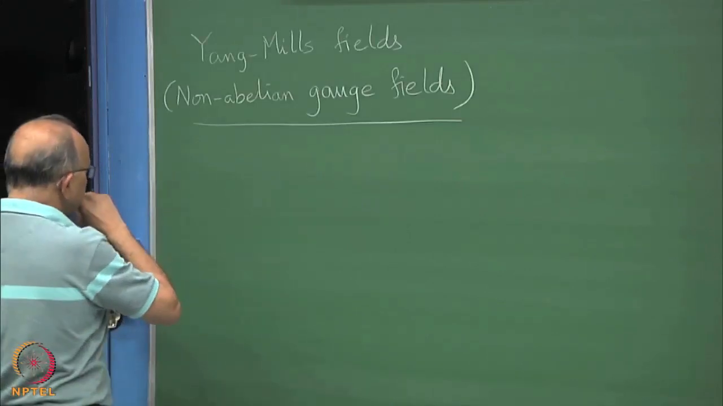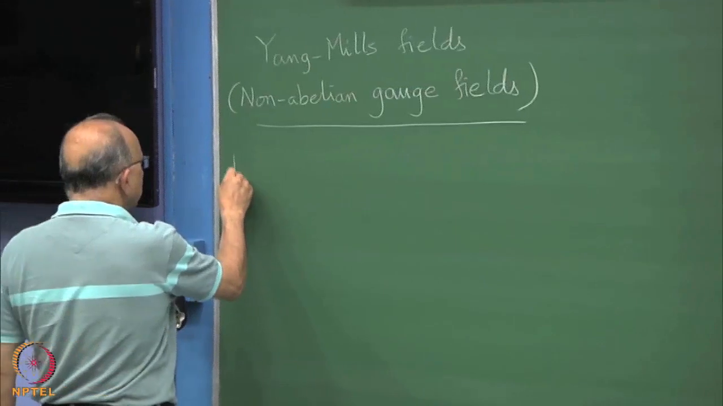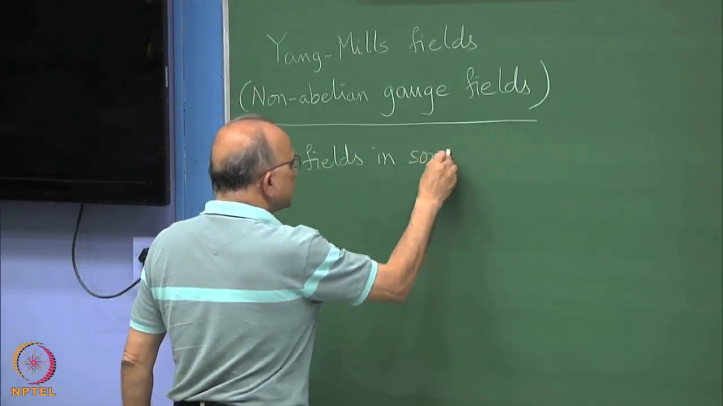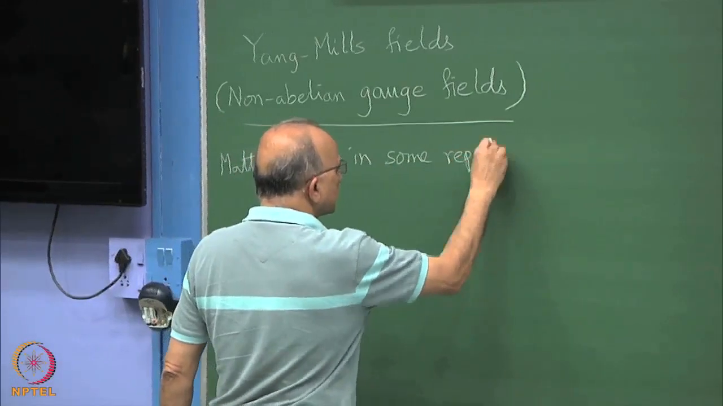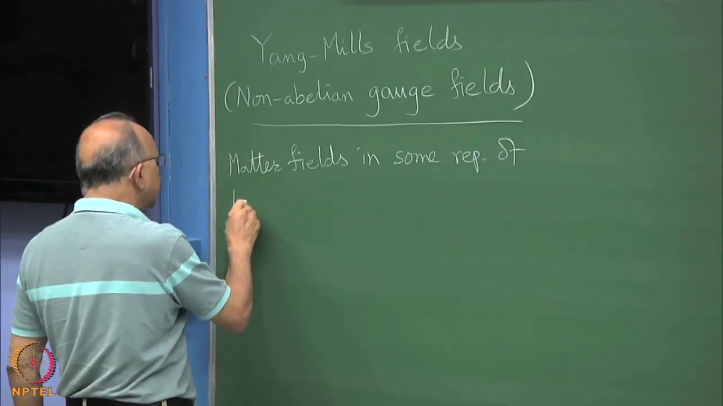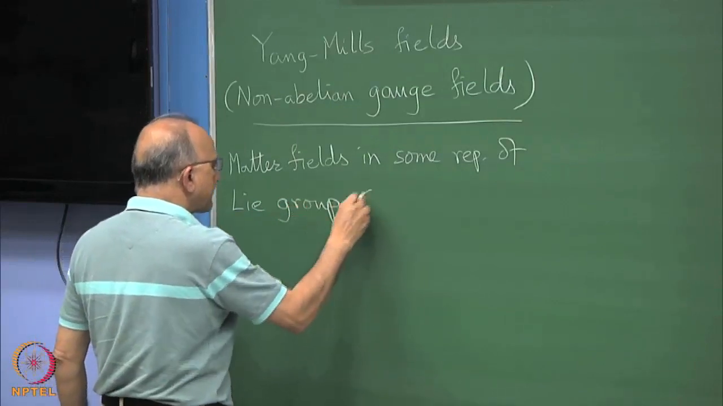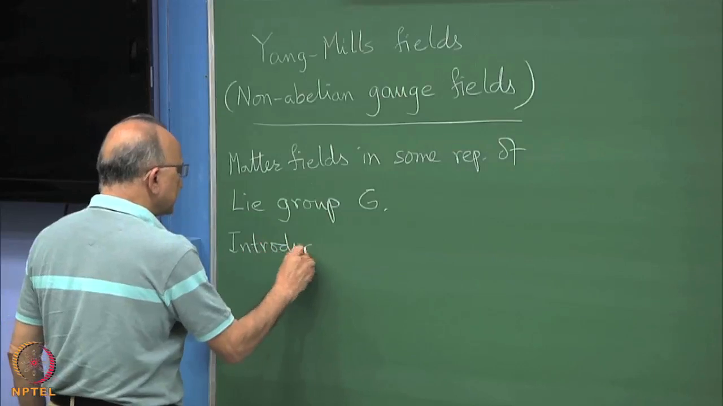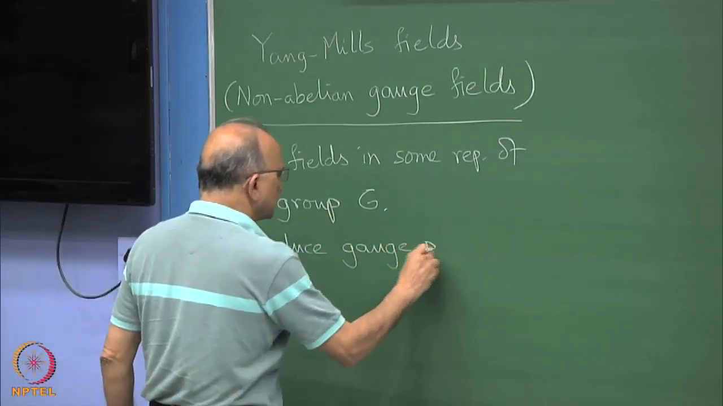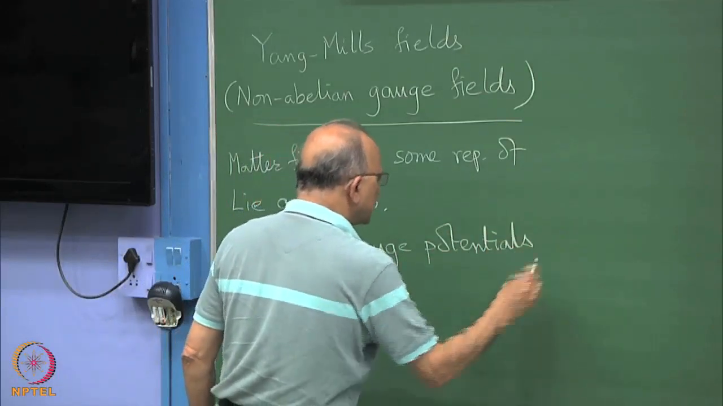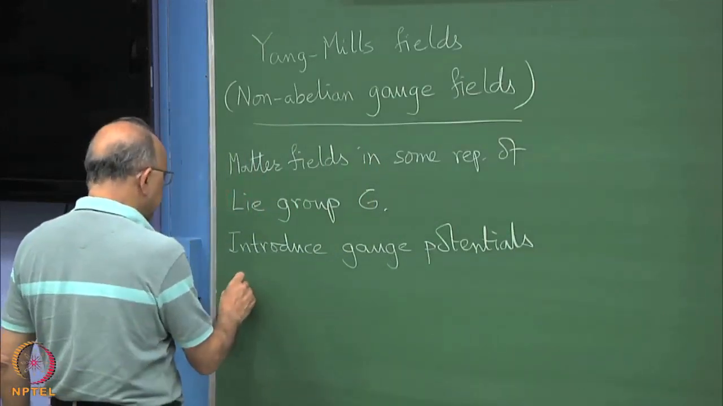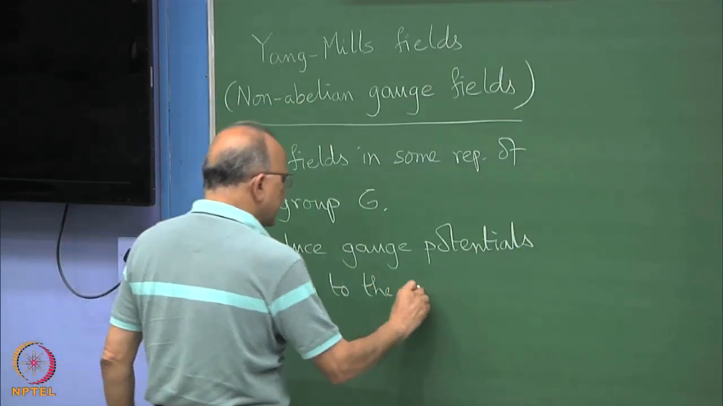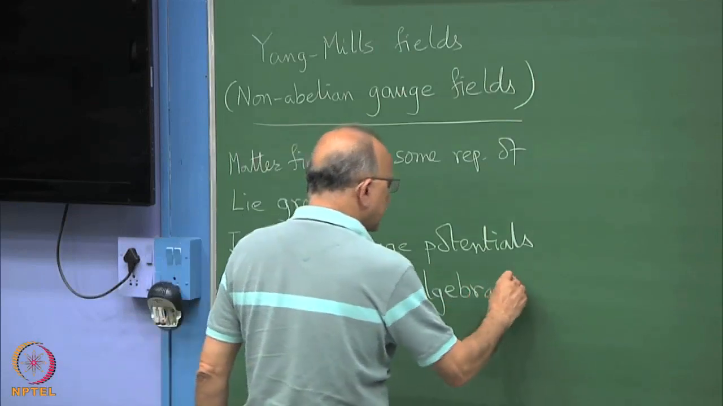So what we learnt about these is that we have matter fields in some representation of group G, Lie group G. And we introduce gauge potentials which belong to the algebra of G. Often it is written with some kind of Gothic character.